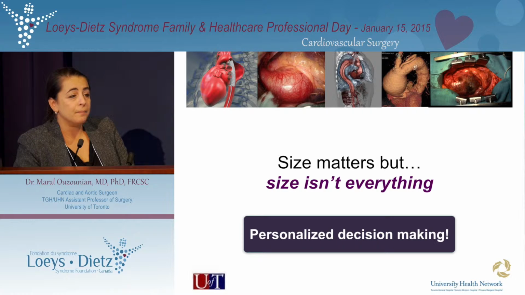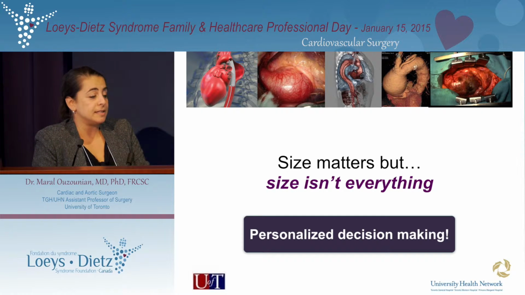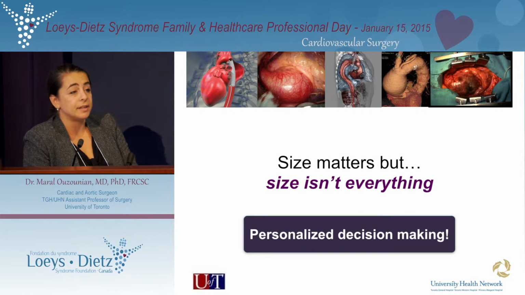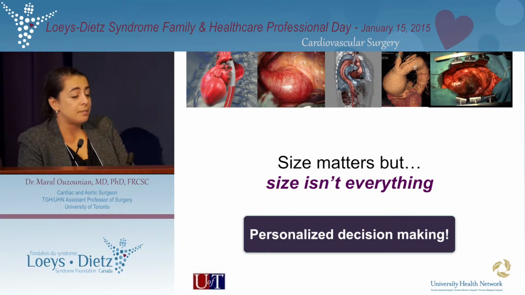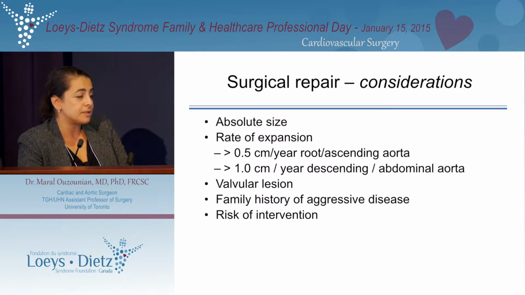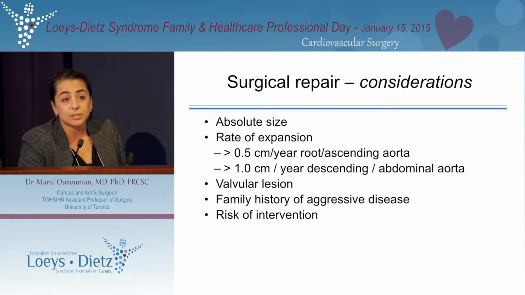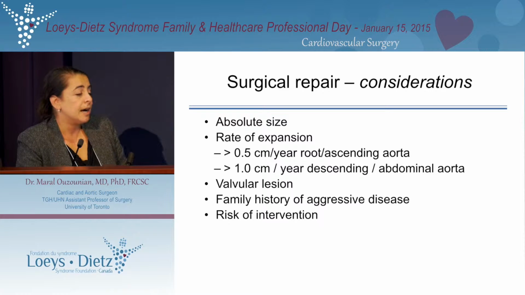So my take-home message to you today, though, is size matters, but size isn't everything. And we really try to adopt a personalized decision-making approach to patients with Loeys-Dietz and aortic aneurysms. So what kinds of things do we take into consideration when I see someone in my clinic with a connective tissue problem and aortic aneurysm? These are the types of things we think about. The absolute size is certainly an indication. The rate of expansion is very important.